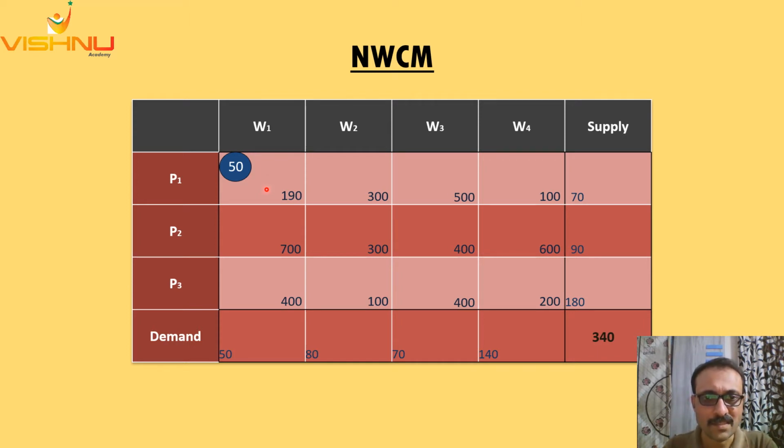Now what happens next? Plain logic, the column had a total of 50 units, which can be seen down below, out of which we've already allotted 50. So what should remain behind is nothing but 50 minus 50, which is 0. Now what happens to the row? 70 minus 50, which is 20. Yes.